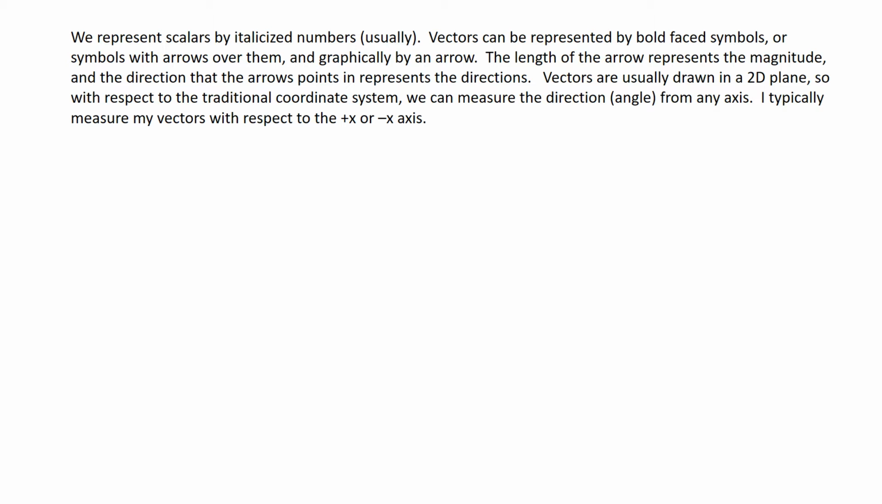Vectors are typically drawn in a 2D plane. That's what we'll be working with. So with respect to the traditional coordinate system, we measure the angle from any axis. I typically measure my vectors with respect to the plus x or minus x axis. Here's two ways to represent a vector. A with an arrow over it, or a bold-faced A, and there's an arrow that represents a vector as well. All of these represent vectors.